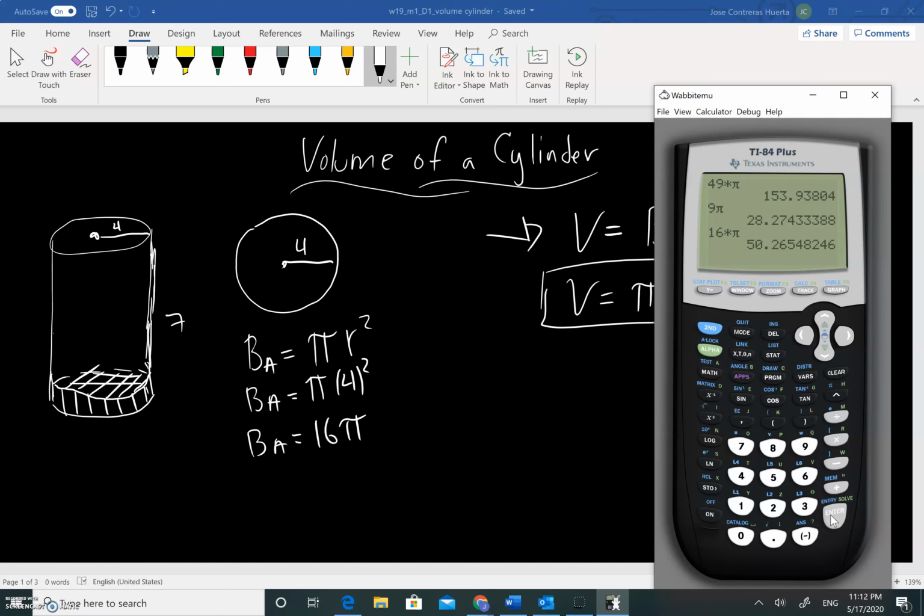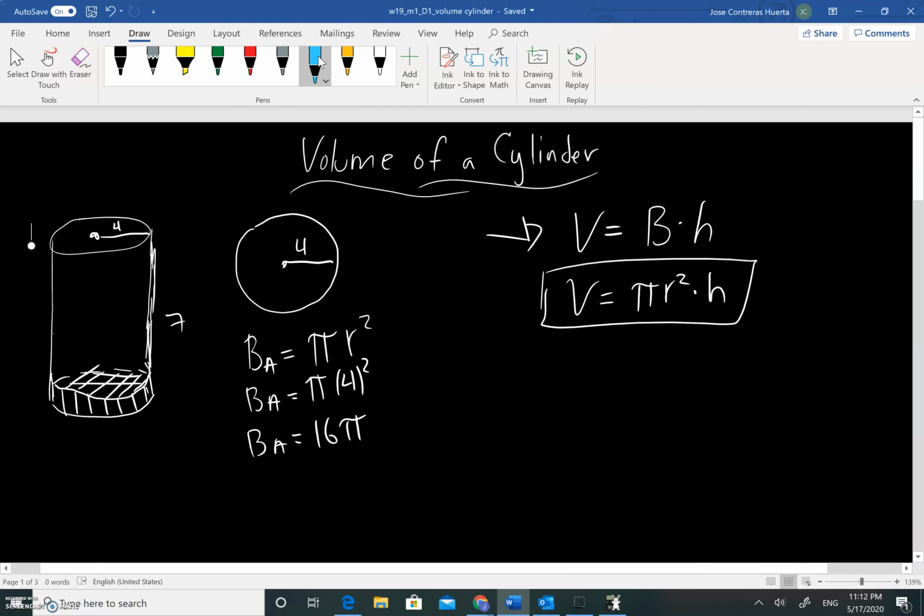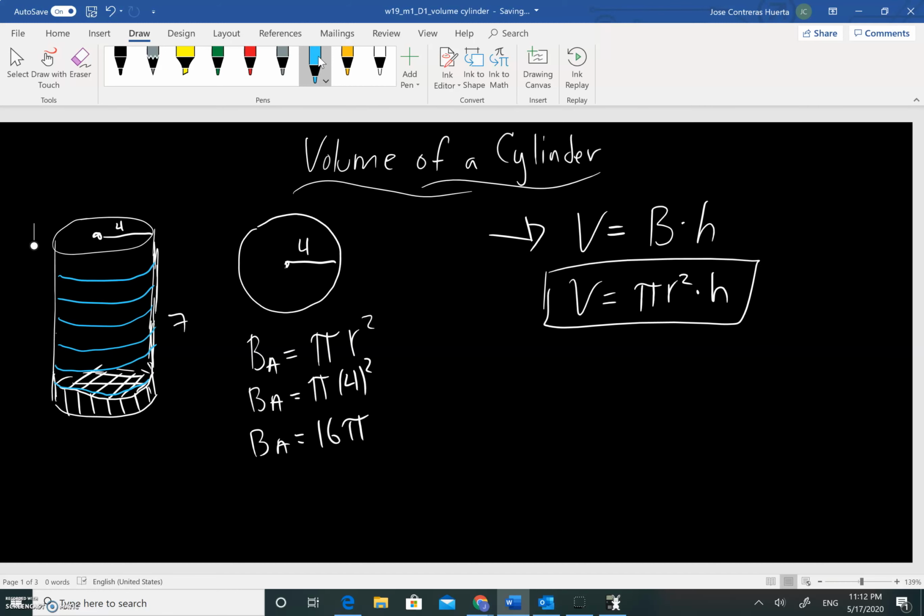But how many layers do we have in total? We have 1, 2, 3, 4, 5, 6, and the last one, 7. So we have a total of 7 layers. Now, how would I find the total amount of cubes? How many cubes do I need to fill the cylinder? That's the question that volume is asking.